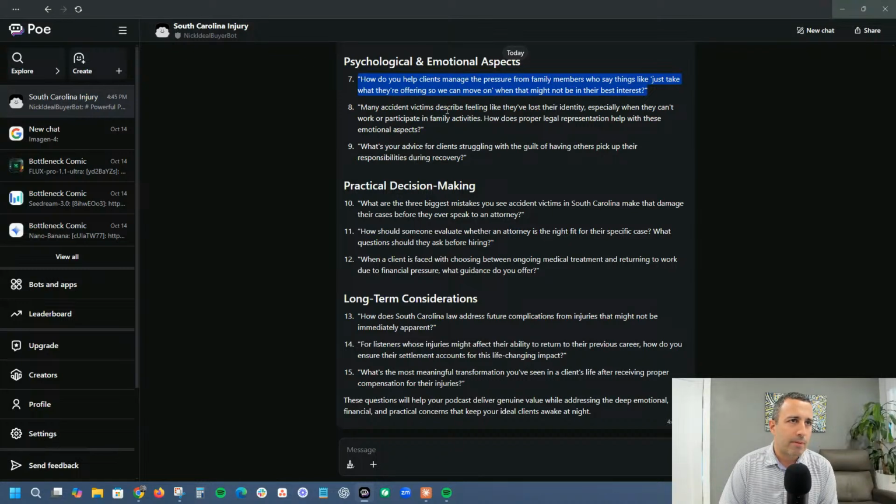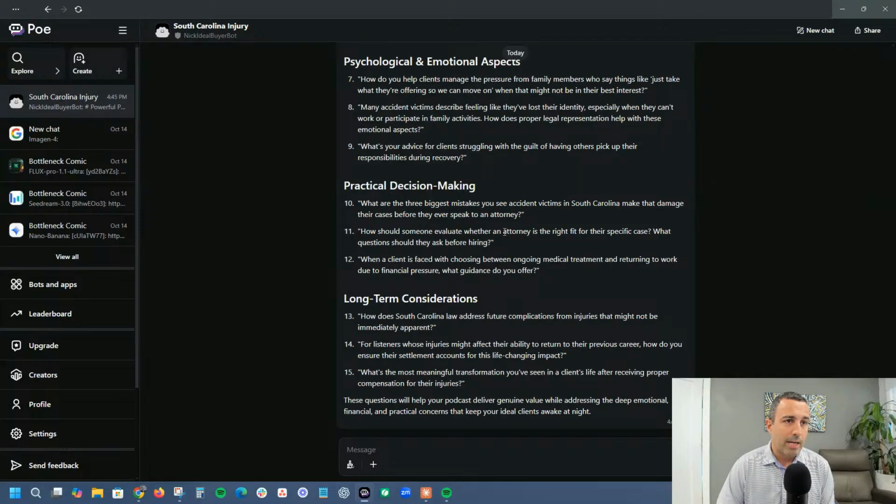Many accident victims describe feeling like they've lost their identity, especially when they can't work or participate in family activities. How does proper legal representation help with these emotional aspects? What's your advice for... I think we already went through some of this. Yeah. 10, what are the 3 biggest mistakes you see accident victims in South Carolina make that damage their cases before they even speak to an attorney?